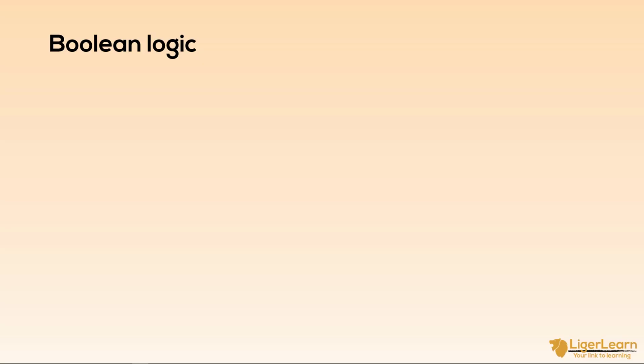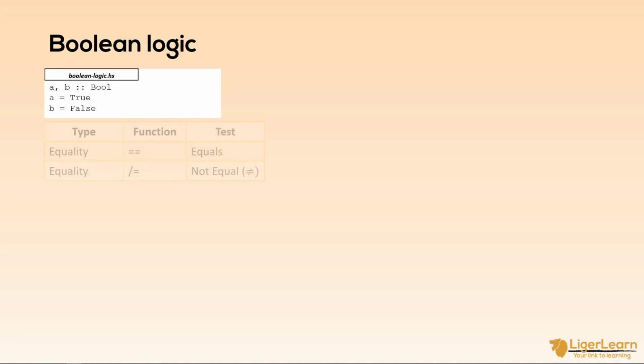Boolean logic is concerned with what is true and what is false. In Haskell, we have the Bool type, which has only two valid values, True and False. There are a number of functions we can use to perform Boolean logic. The first type of Boolean function is testing for equality. There are two functions here.